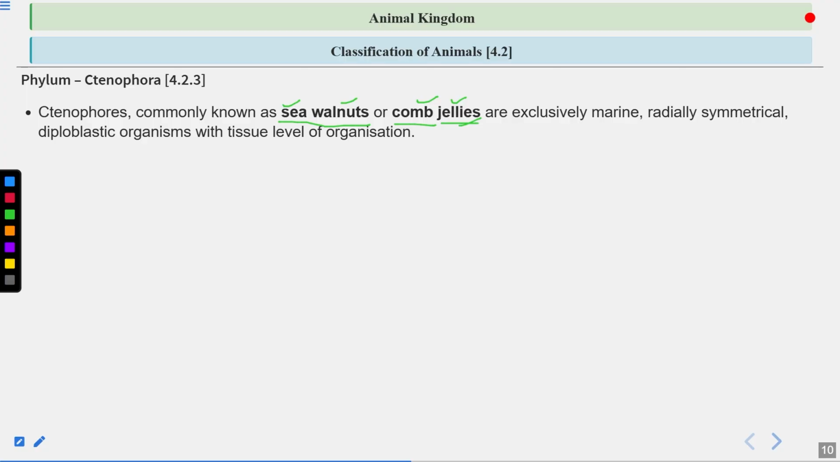Exclusively marine. Exclusively marine means no ctenophores are reported that are found in fresh water. I hope you know what is fresh water and what is marine. Fresh water means no salt is dissolved in it. Your pond, your river water, all are fresh water, right? And what is marine water? That in which a lot of salt is dissolved. Don't get confused between fresh water and drinking water. Drinking water is potable water, right?